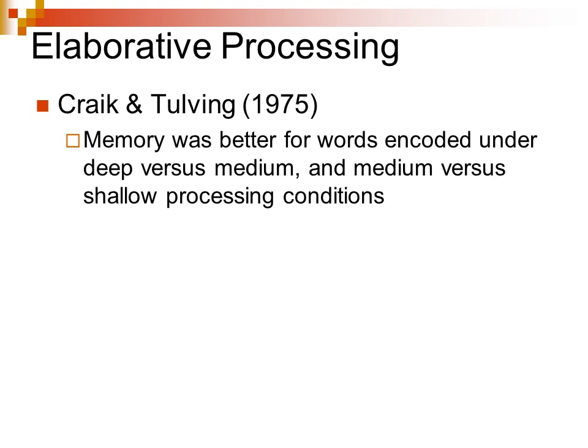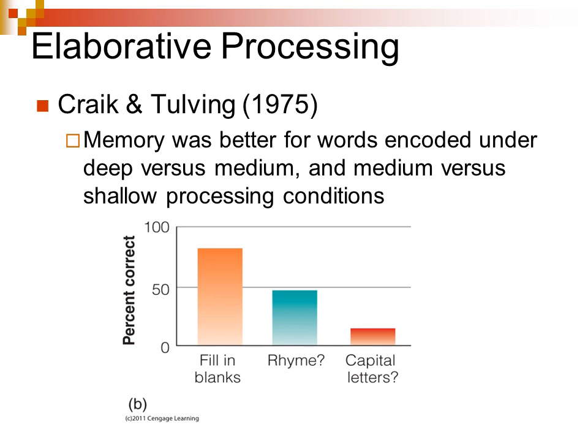So the key finding from this study was that memory was better for words encoded under deep versus medium and medium versus shallow processing conditions. So here we see the data from the study showing the percent of words participants recalled correctly that they encoded under the 3 types of conditions. Again, we see the effect that the type of processing has on encoding. Deep encoding, does the word fit meaningfully into the sentence, led to better memory than medium encoding, what does this word sound like, which led to better memory than shallow encoding, what are the physical properties of this word.